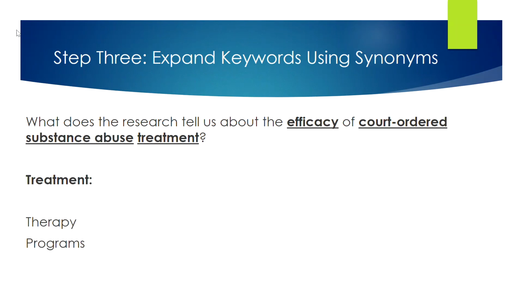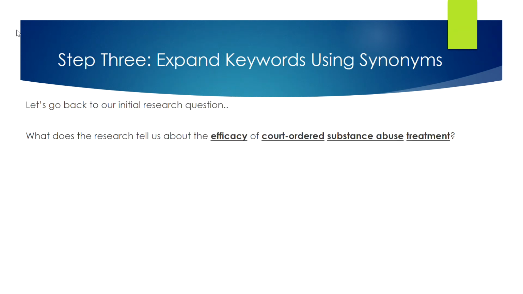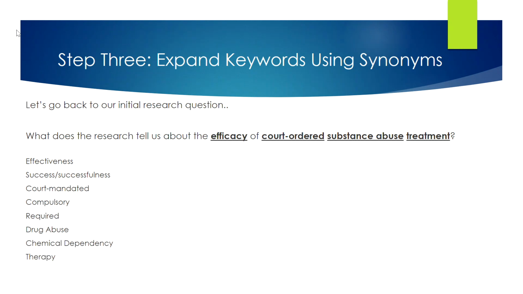So that's why we predict the author's word usage by engaging in this process, because it makes the net that we throw out there to get articles much wider. Because we are still finding relevant articles, we're just finding articles that are worded slightly different from each other. So now let's go back to our initial research question. What does the research tell us about the efficacy of court-ordered substance abuse treatment? Now we have all of these different terms that we can enter into the database.